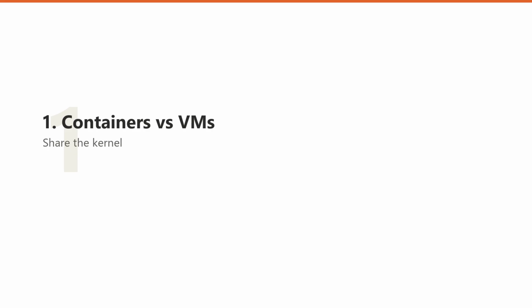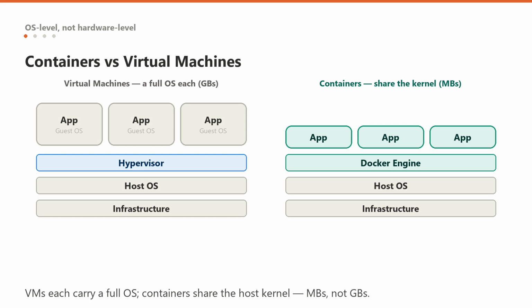Concept 1. Containers versus virtual machines. So what exactly is a container, and how is it different from a virtual machine? A virtual machine virtualizes the hardware. Each VM runs a full guest operating system on top of a hypervisor, so 3 apps means 3 complete operating systems, which is heavy, gigabytes of memory, and slow to boot.